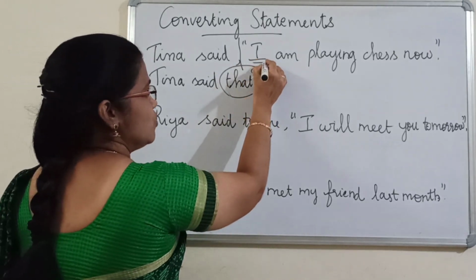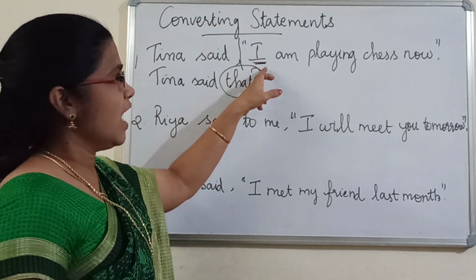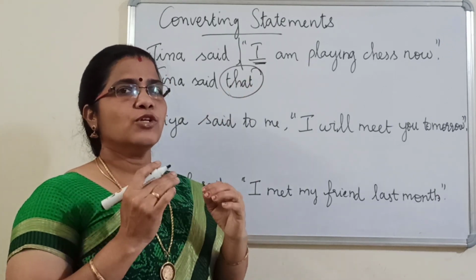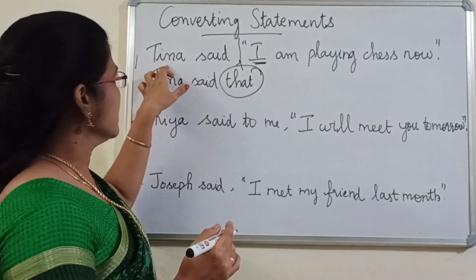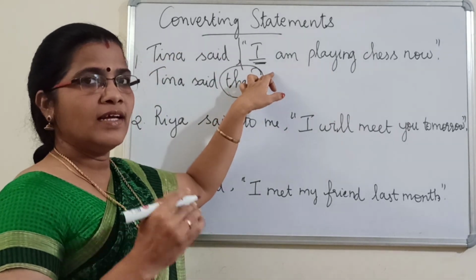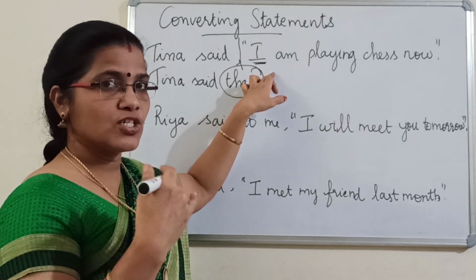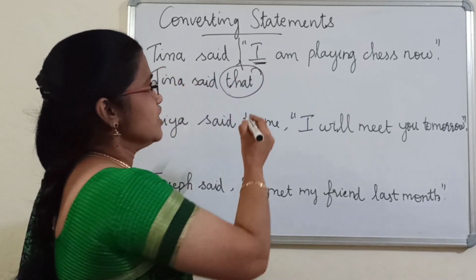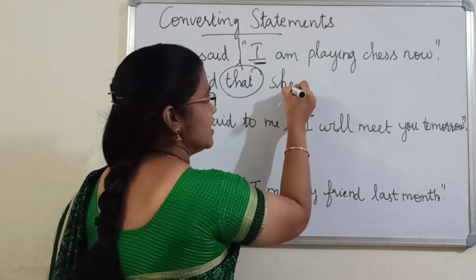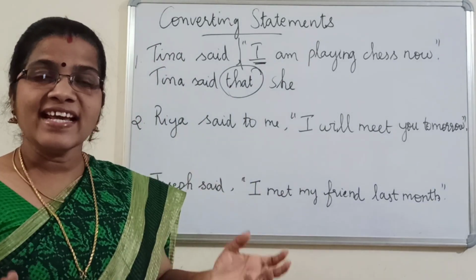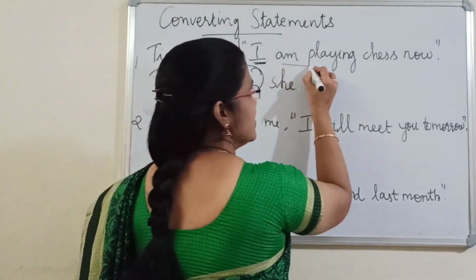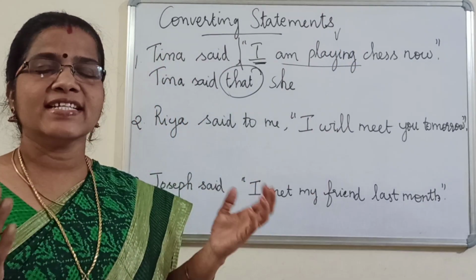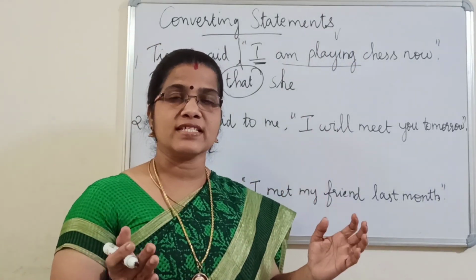Okay, let us look at the subject here. I is a pronoun, and I told you in the rules that we don't use first person because your speaker is Tina. You are narrating or expressing the words of Tina. Okay, so this I refers to Tina. So what pronoun will you use? She. Okay, right. Now next thing that you have to focus on is this. Look at the verb. Am playing. What tense is that? This is present continuous tense.